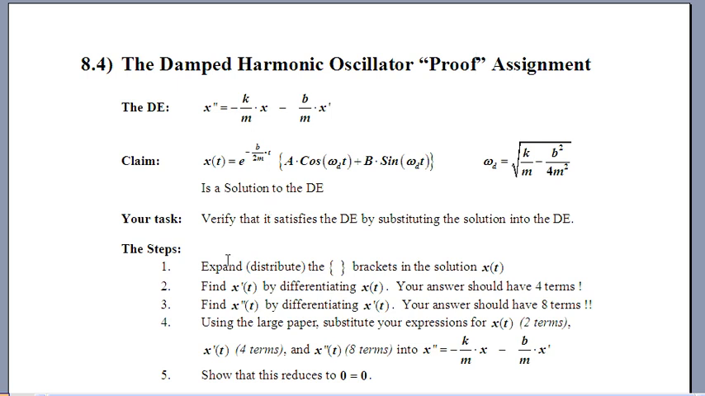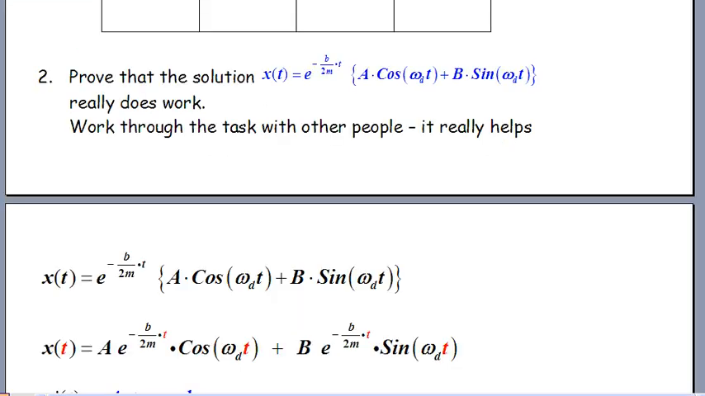The very first thing you'll want to do is just expand the brackets there on that particular solution, to get rid of those so you have two separate terms, the cosine term and the sine term. So it'll look like this by the time you've expanded the bracket out. And we're just going to verify it works, and that's going to involve taking a couple of derivatives and then substituting into the differential equation.